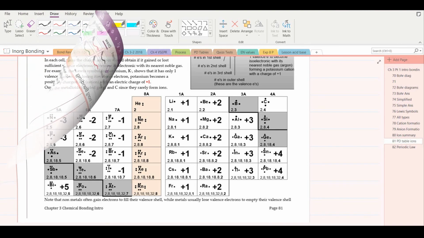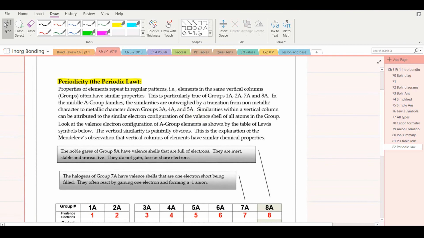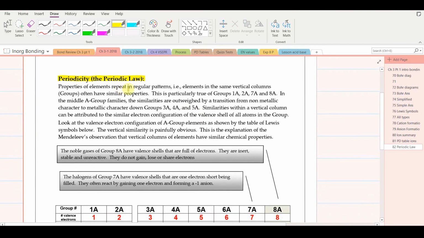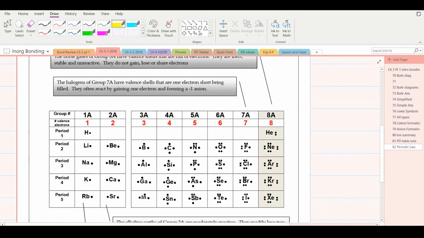And the last page, page 82, please. So on page 82 we are closing with a revisit of periodicity, or the periodic law, which says that properties of elements repeat in regular patterns. That is, elements in the same vertical columns or groups will have similar chemical properties. This is particularly true of groups 1A and 2A, groups 7A and 8A. The alkali metals, the alkaline earths, the halogens, and the noble gases.